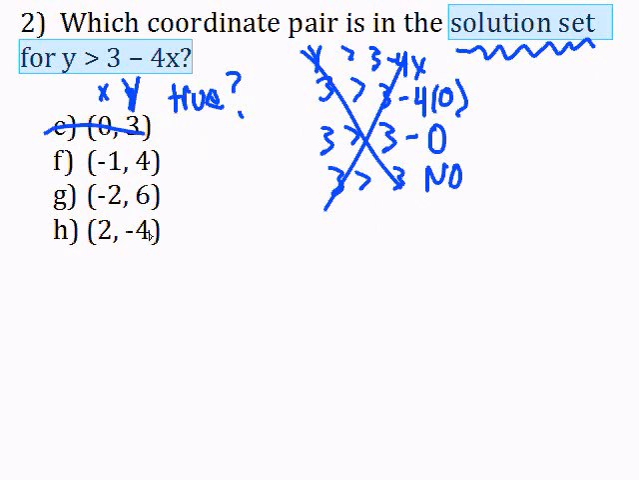And then we go through the same process for answer choice F. We put -1 in for x and 4 in for y. So we get 4 is greater than 3 minus 4 times -1.